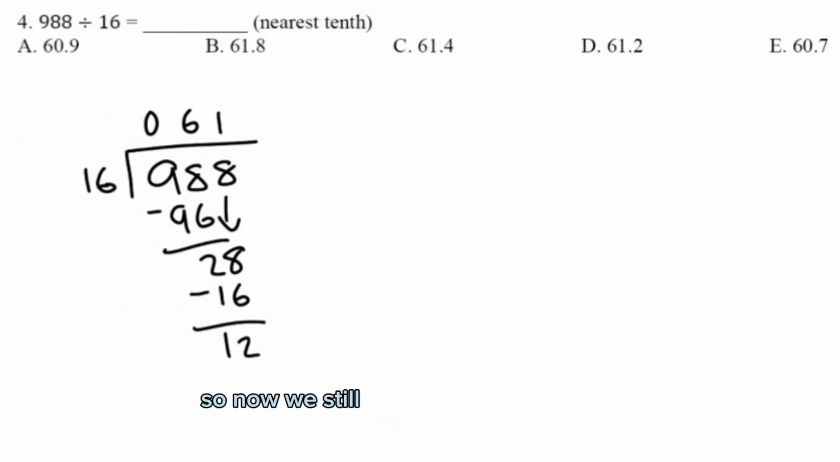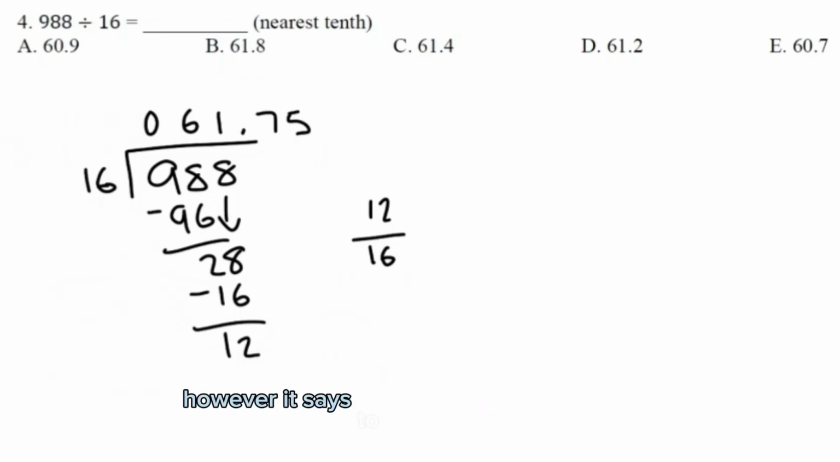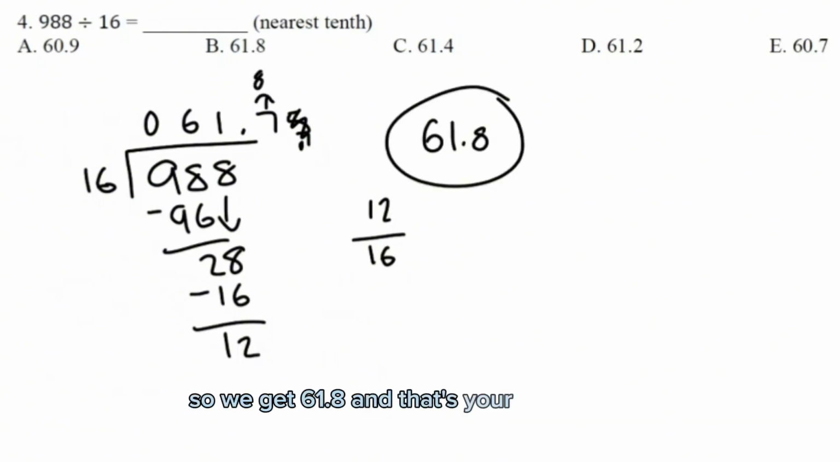Alright, so now we still have this remainder of 12. So what we can do here, to get the decimal value, is just do 12 divided by 16. 12 divided by 16 is nothing but 3/4. So that would be 0.75. However, it says to round it to the nearest tenth. So what we need to do is round this number right here. Since it's greater than 5, this number goes up to 8. So we get 61.8, and that's your answer.